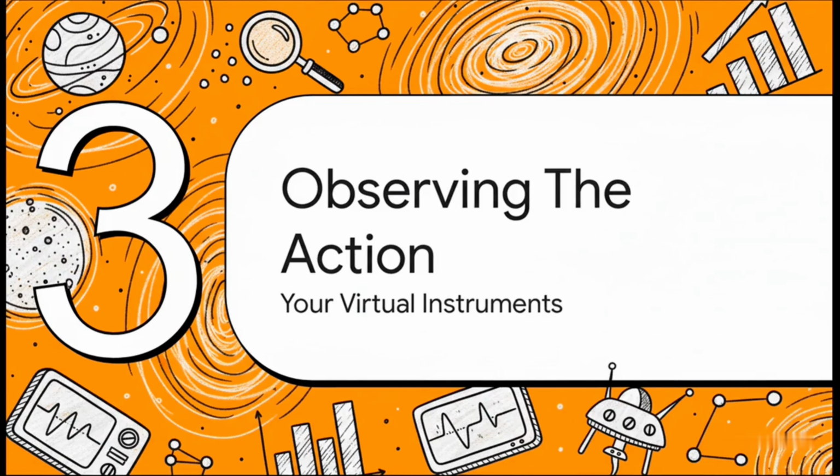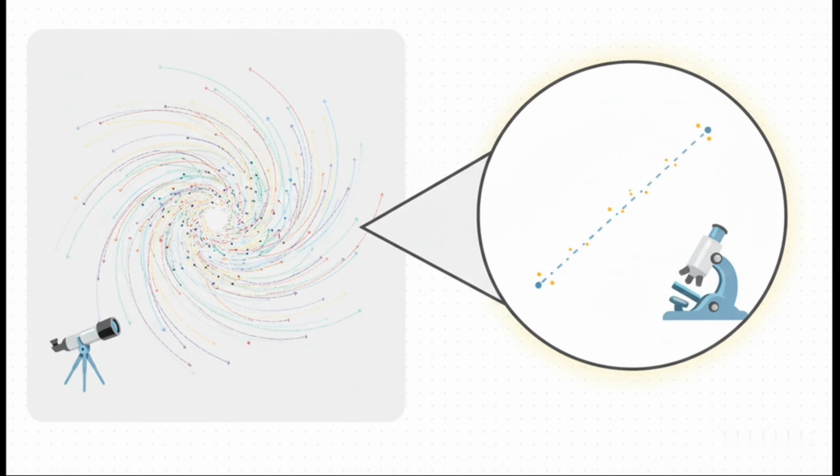Okay, so your universe is built, its laws are in place. Now what? Well, now you need to actually watch what happens, right? And that's where the optional user actions come into play. These are your virtual cameras, your sensors, your entire suite of instruments for collecting data. And you can observe things at totally different scales. You've got your big picture tools, the run and event actions. These let you do things at the very start or end of a whole simulation run, or at the start and end of a single event.